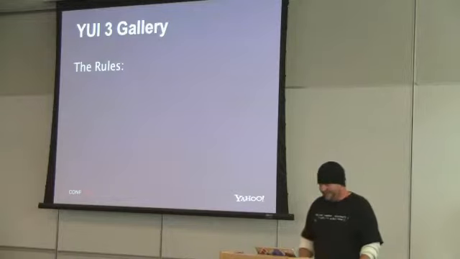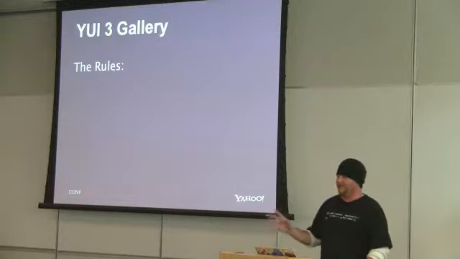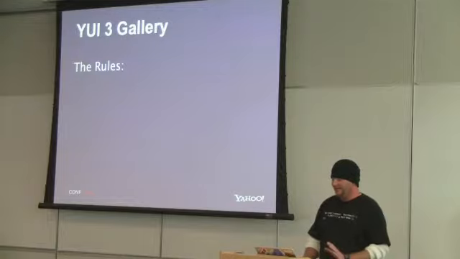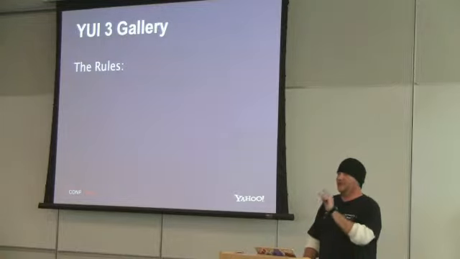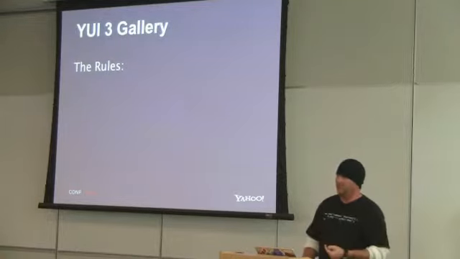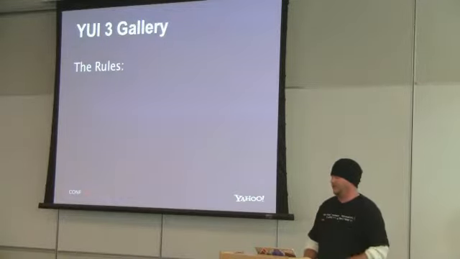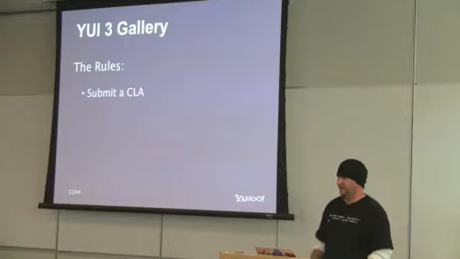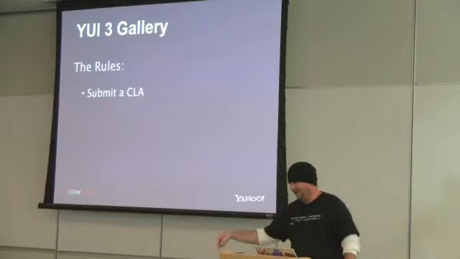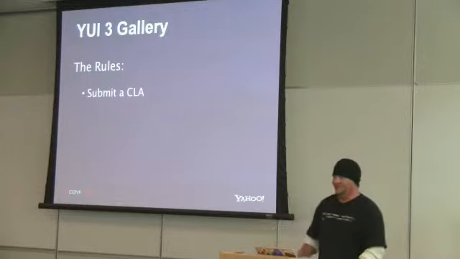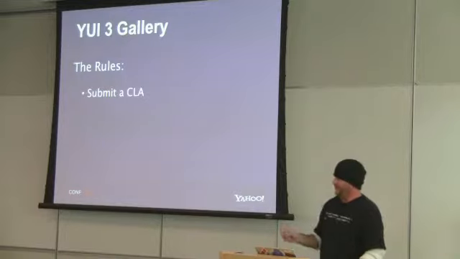So here are the main rules, and these are the rules to get your code on our CDN. The gallery has a whole other concept to it, but this is just the rules to get your code on our CDN. And that's sign a CLA. I've got a whole stack of them right here. Signing the CLA is essential. You have to. We will not accept your pull request if you've not signed a CLA.